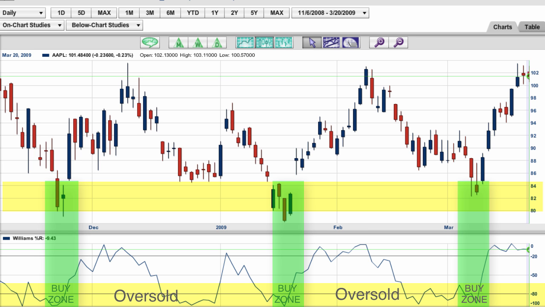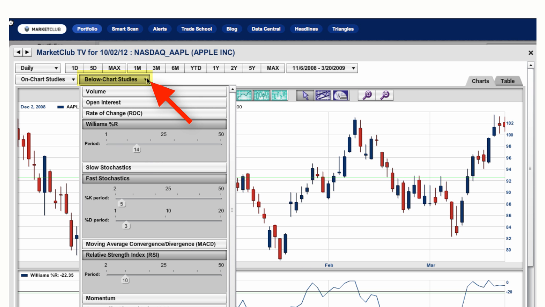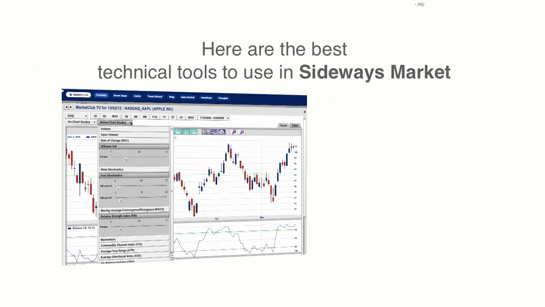So just to recap, you'll find all of these tools, which I mentioned earlier, below chart studies on MarketClub. It's the Williams percent R, the fast stochastic, and the relative strength index. Just use the default settings, and there's a place there that will tell you how to use it right on the chart, so it's very useful to have. Just to reiterate, here are the best technical tools to use in a sideways market: Williams %R, stochastics, and the relative strength indicator.